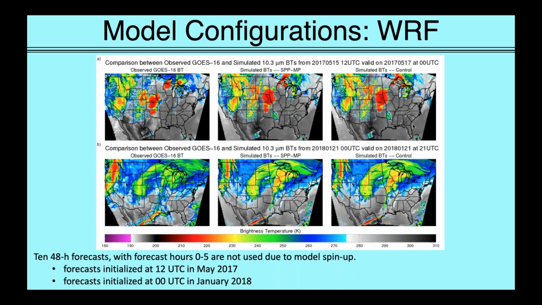And then we have the same for January. We have our observed GOES brightness temperatures, and then we compared it to the SPP and the control ensembles. It's important to note that the forecasts are initialized at different times. For May, we're initialized at 12Z, and then January, we initialized at 0Z.